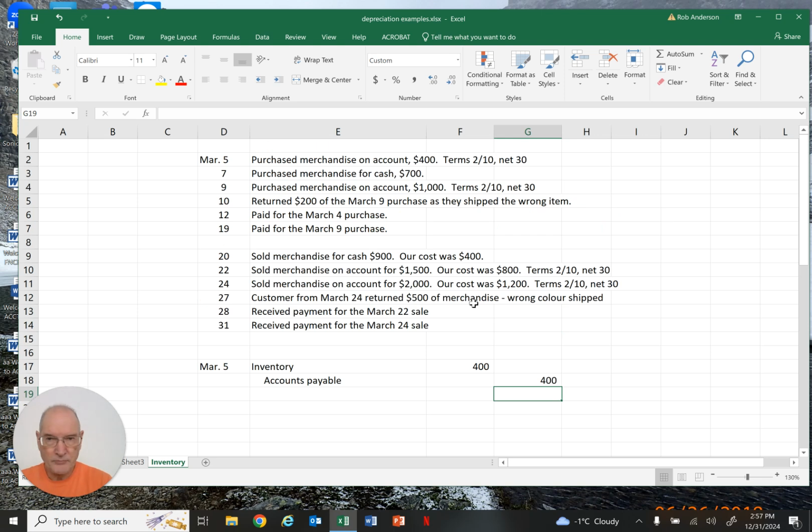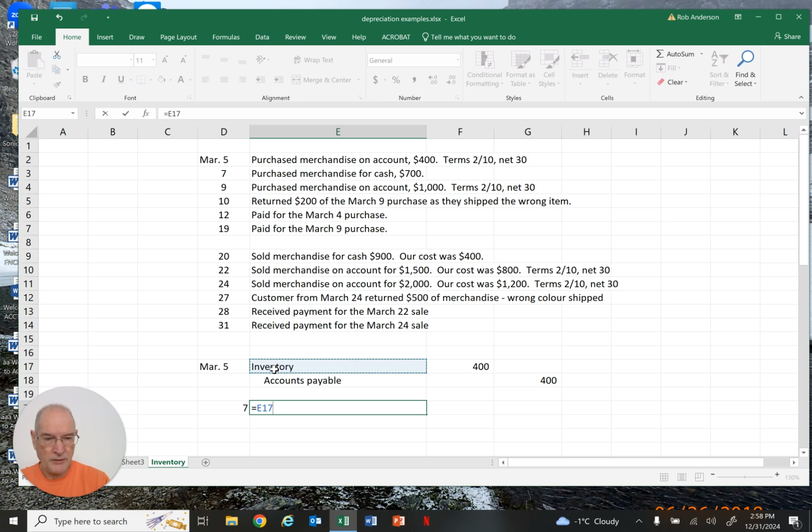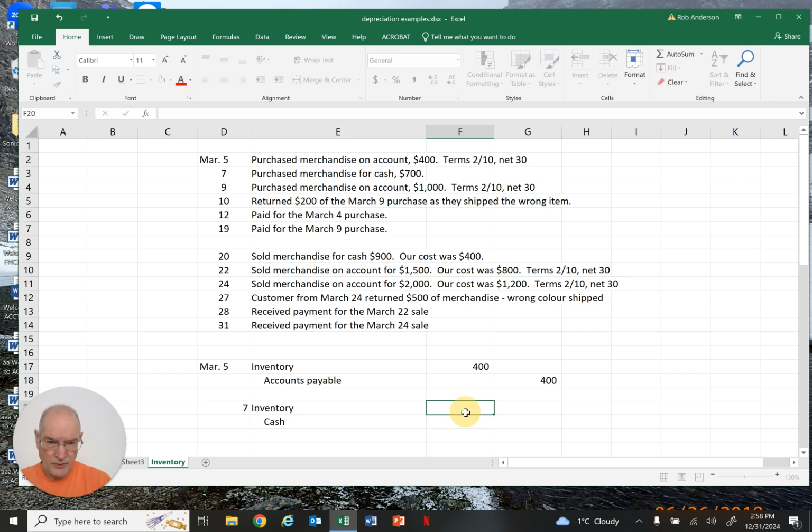Now, second entry, we purchase merchandise for cash. So of course you might have got a discount for paying cash, but it's already reflected in the $700 price. So that's March 7. And we're going to also debit inventory again, and we're going to credit cash. And that was $700. Okay, so nothing groundbreaking yet, right?